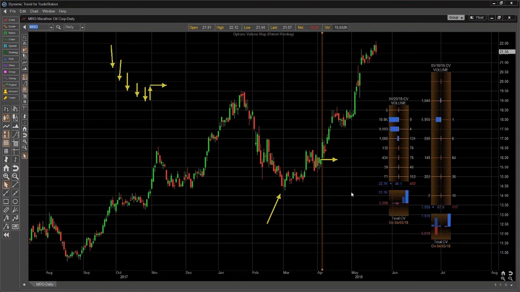And of course, the next day, there was even more call pressure that went into play. And of course, hindsight is always 20/20. We see exactly what happened in this scenario.